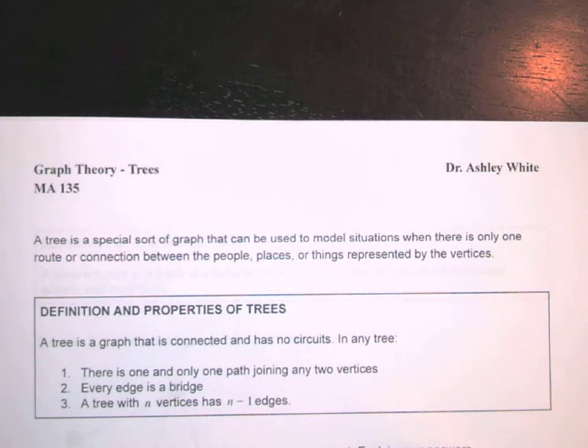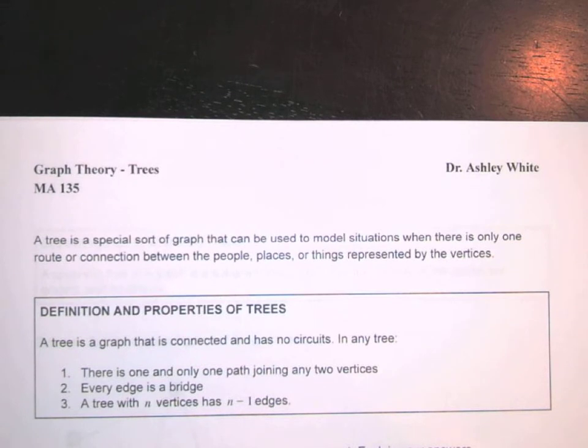Hi everyone, this is the last mini lecture in the graph theory unit, and we're going to be talking about trees. A tree is a special sort of graph that can be used to model situations when there's only one root or connection between the people, places, or things that are represented by the vertices.